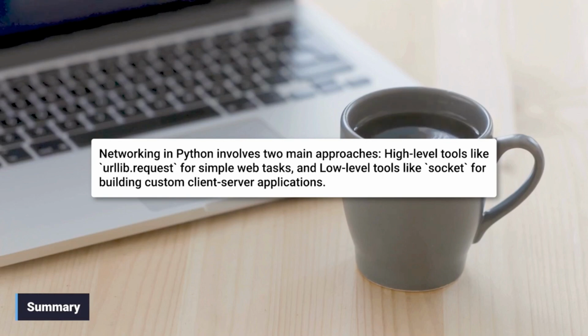Networking in Python involves two main approaches: high-level tools like urllib.request for simple web tasks, and low-level tools like socket for building custom client-server applications.